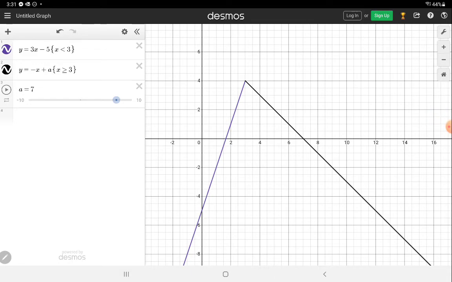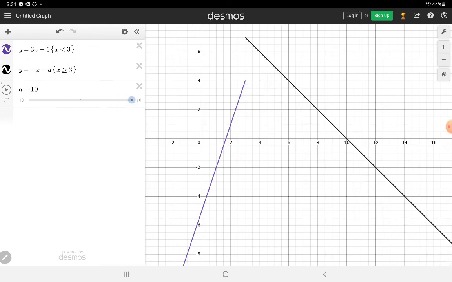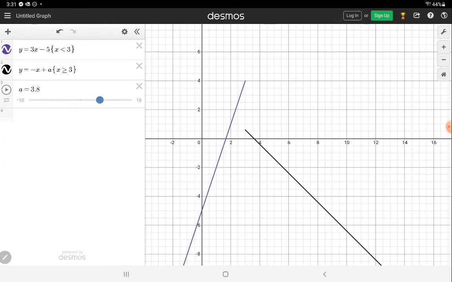And so that's what it means to actually force a piecewise function to be continuous. You set a value so that it's the only value. If I choose anything bigger, it's not continuous. If I choose anything smaller, it's not continuous.